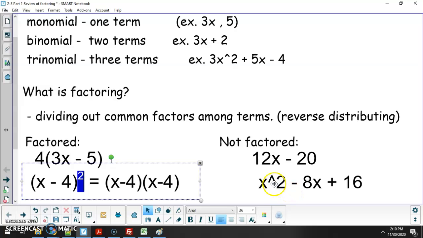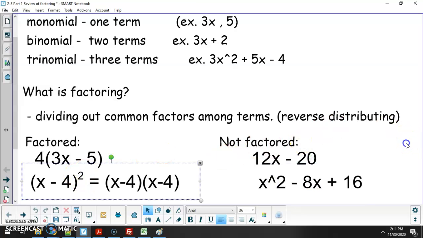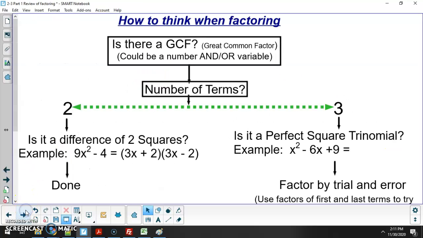But on a computer, it's easier to type with the caret key. So try to use the little guy and not the caret key, unless you're maybe typing up your homework or something like that. All right, so let's keep rolling here.